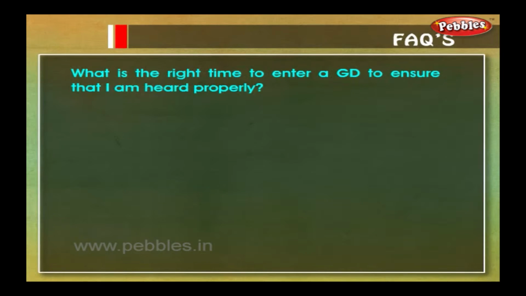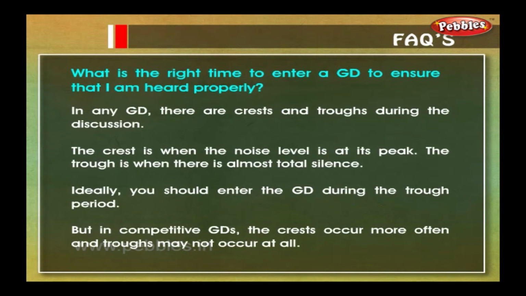What is the right time to enter a GD to ensure that I am heard properly? In any GD, there are crests and troughs during the discussion. The crest is when the noise level is at its peak. The trough is when there is almost total silence. Ideally, you should enter the GD during the trough period. But in competitive GDs, the crests occur more often and troughs may not occur at all.